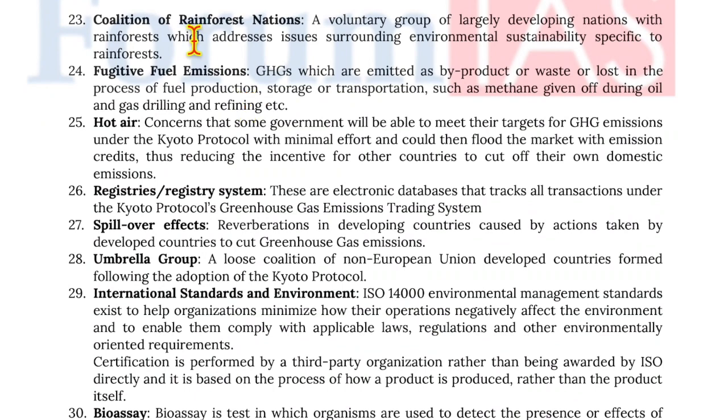Now moving on to Coalition of Rainforest Nations, a voluntary group of largely developing nations with rainforests which addresses issues surrounding environmental sustainability specific to rainforests. Fugitive fuel emissions: greenhouse gases which are emitted as a byproduct, or waste, or lost in the process of fuel production, storage or transportation, such as methane given off during oil and gas drilling and refining, etc.